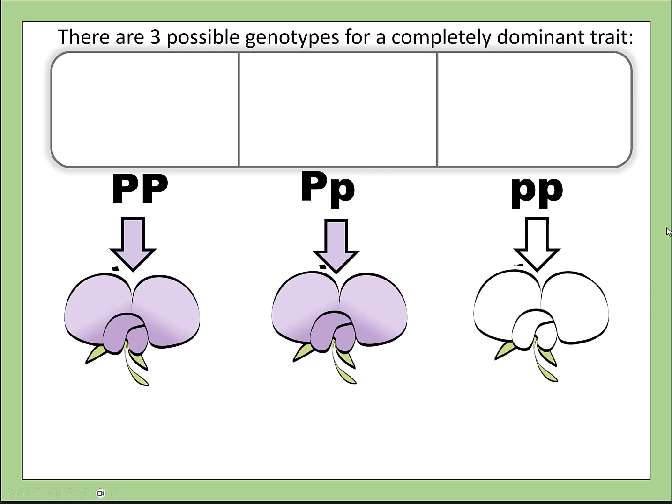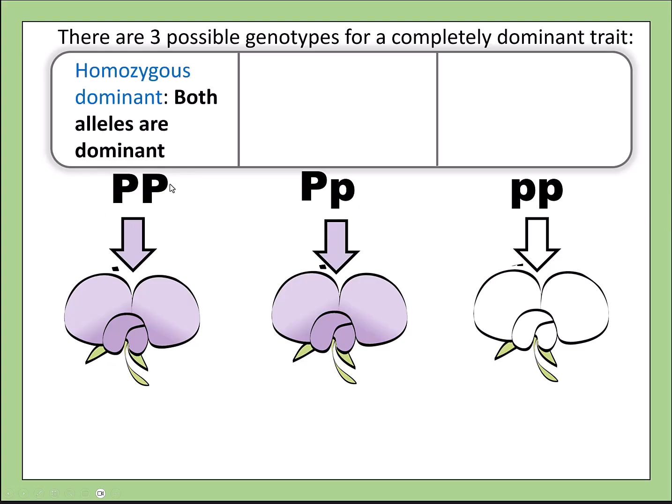So there are 3 possible genotypes for a completely dominant trait. So if we're talking about simple dominant and recessive traits, which we're going to get into more complicated traits soon, but if we're talking about completely dominant traits, in other words, there's a dominant allele and there's a recessive allele, there are 3 possible genotypes. 2 capital letters or 2 dominant alleles we call homozygous dominant. So both alleles are dominant. Homo means same. So these are the same, both dominant.